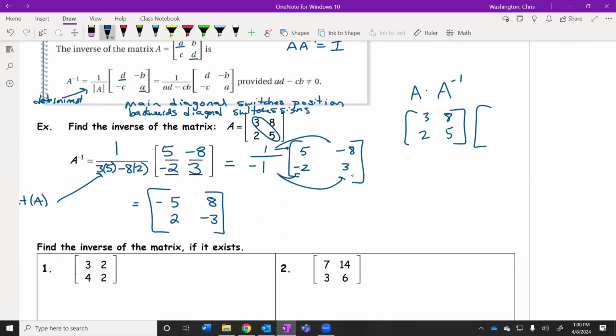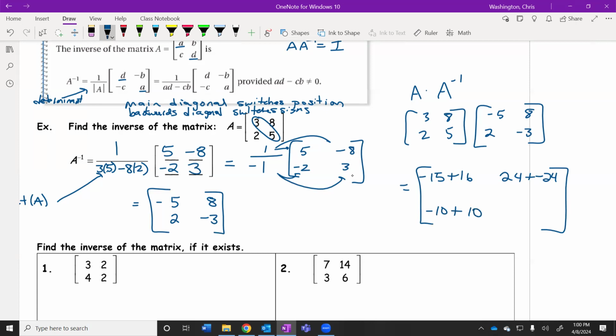A inverse would be -5, 8, 2, and -3. Now what do we get if we multiply these together? We get 3 times -5 is -15. 8 times 2 is 16. So we get -15 plus 16. 3 times 8 is 24. 8 times -3 is -24. 2 times -5 is -10. 5 times 2 is +10. 2 times 8 is 16. And 5 times -3 is -15.